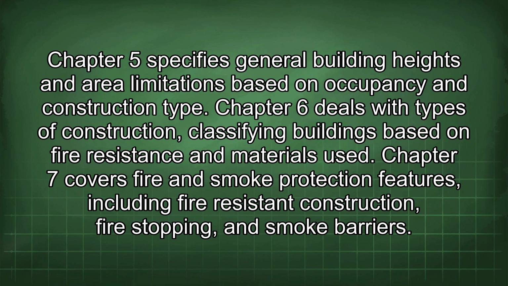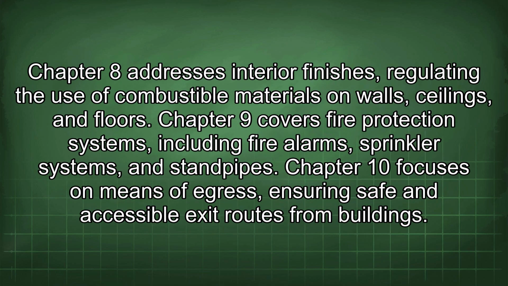Chapter 6 deals with types of construction, classifying buildings based on fire resistance and materials used. Chapter 7 covers fire and smoke protection features, including fire-resistant construction, fire stopping, and smoke barriers. Chapter 8 addresses interior finishes, regulating the use of combustible materials on walls, ceilings, and floors.